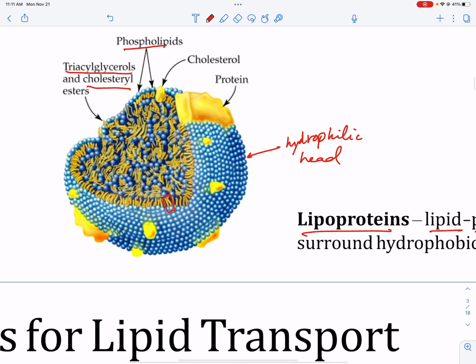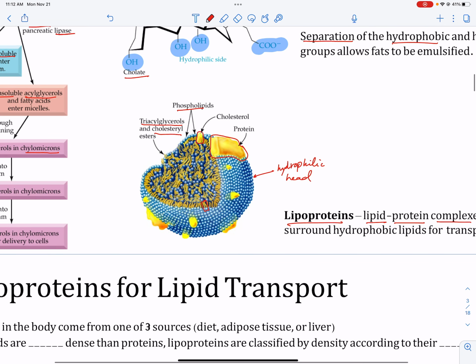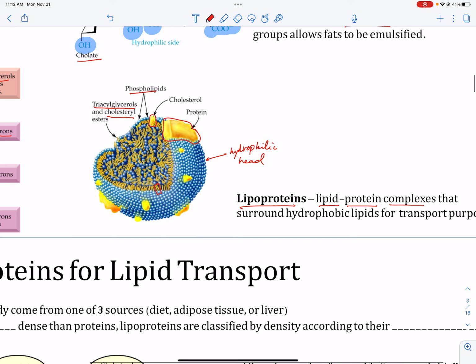So again, these are the phospholipids that are on the outside. You also do have pieces of cholesterol tucked into the membrane, just like you would into a bilayer. And we have these huge protein complexes also tucked into it. It's not a full bilayer here, but kind of the outer membrane portion, which is why we call this a lipid protein complex, because you've got both lipids and proteins making up the whole structure.